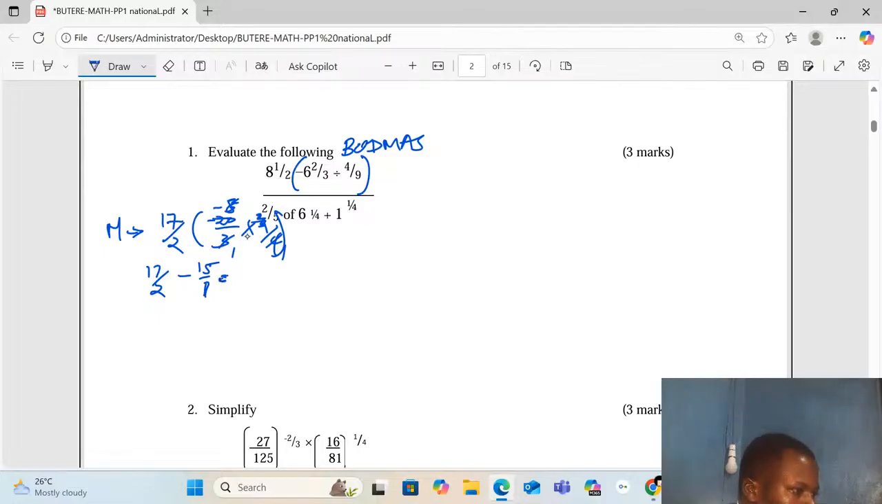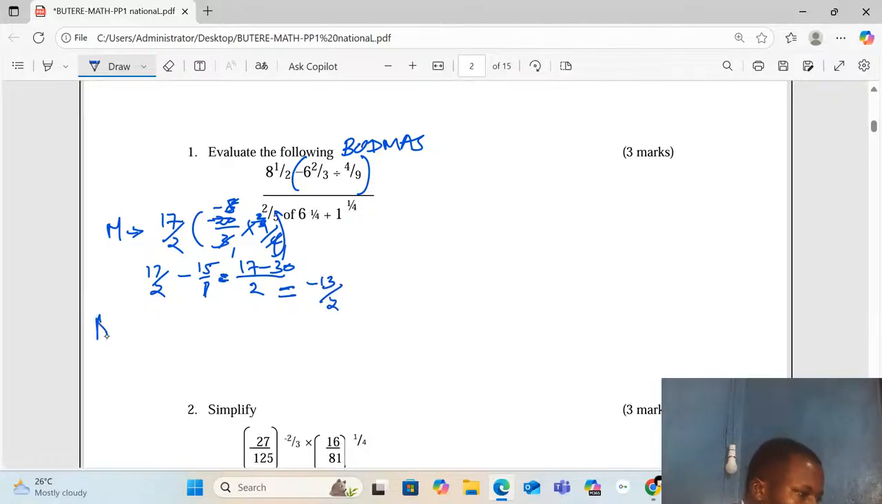So we subtract. When we subtract, the LCM is 2. So we have 17 minus 2 times 15, which is 30. Now we shall have 17 minus 30, giving -13/2. So that is our numerator.